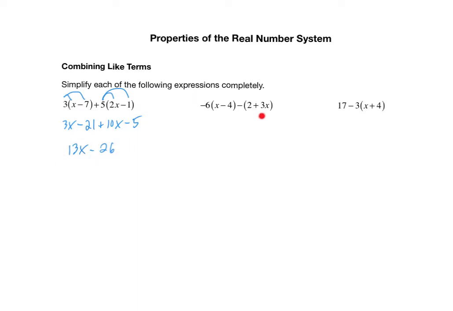Let's try it again with this one. Here, notice we've got some more distributing. Let's distribute the negative 6 into this. We've got negative 6 times x is negative 6x. Negative 6 times 4 is negative 24, but remember you're subtracting it. So you're going to have minus negative 24, which would be the same thing as plus positive 24.